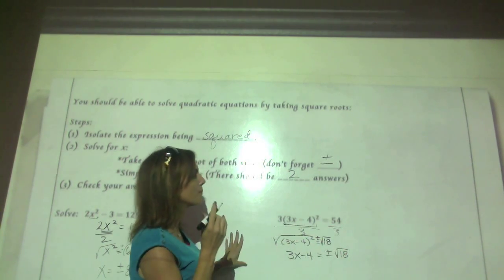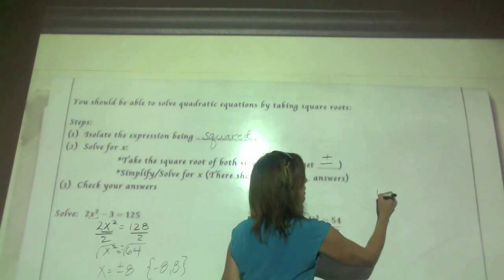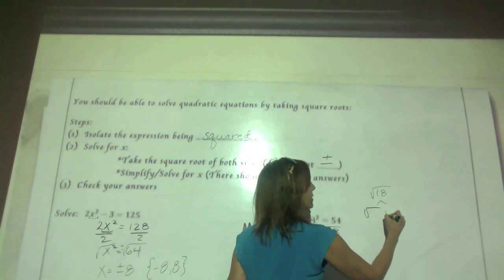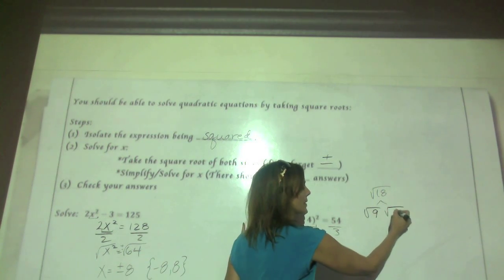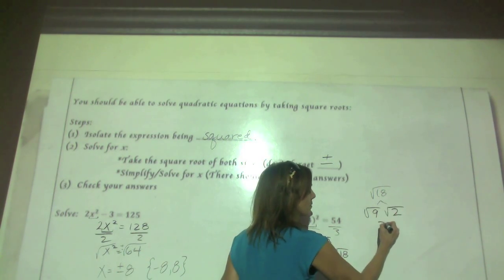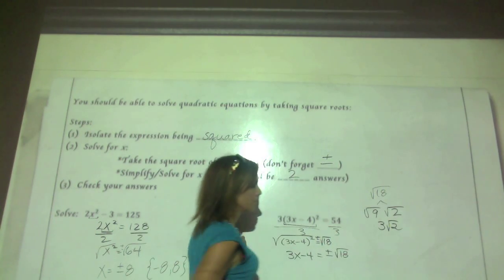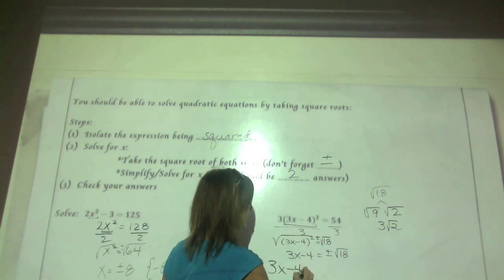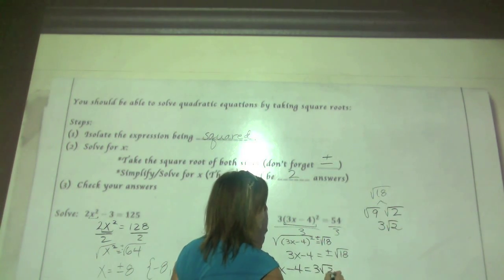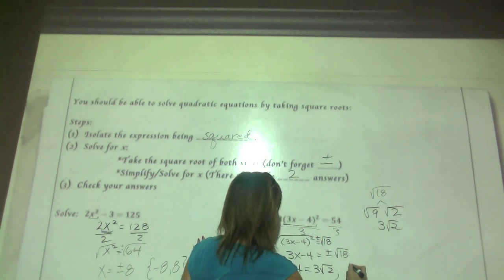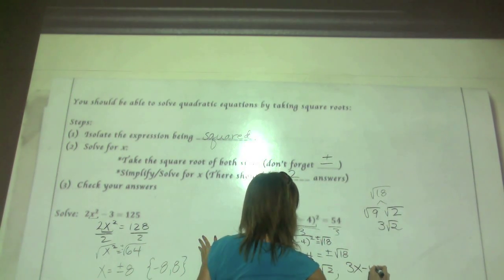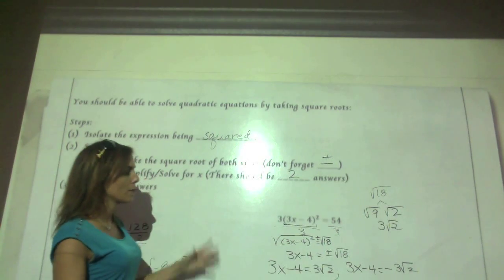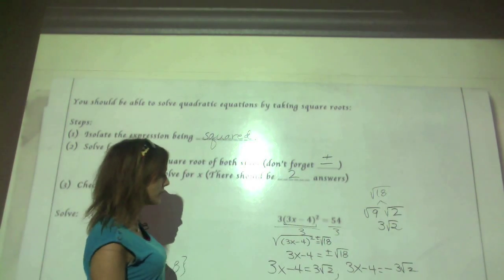Okay, so 18. Let's do that over here just so we can break that down. Perfect square factor of 18, that's 9. 9 times what is 18? That's 2. So this becomes 3 square root of 2. So we can break this into 2 equations. 3x minus 4 is equal to 3 radical 2, or, 3x minus 4 is equal to negative 3 radical 2. And then we will go ahead and solve these 2 equations.